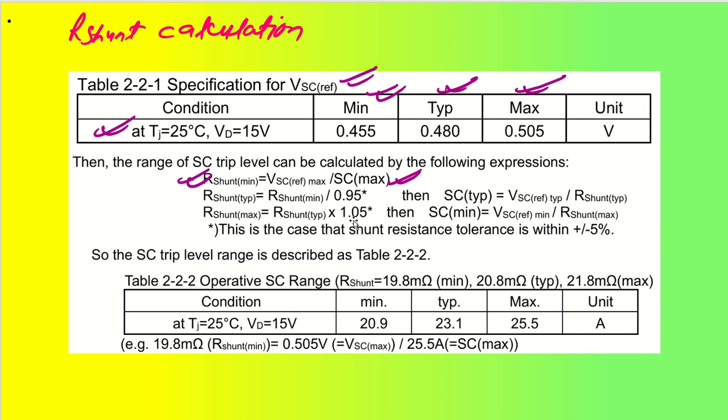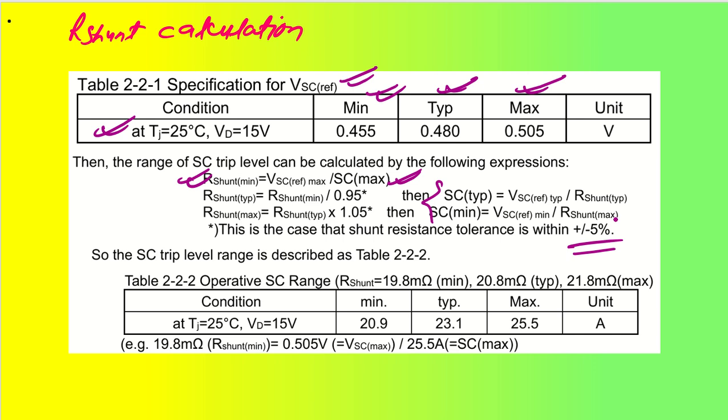That's the understanding we have to have. So this is what it is saying: plus minus 5% tolerance, my shunt resistor will vary. And at the same time, we can see we have short circuit typical value, so that will come up as short circuit reference typical divided by R shunt typical, that has been calculated. Similar to that, what will be the short circuit minimum current? So that will be my short circuit reference minimum divided by R shunt maximum value.